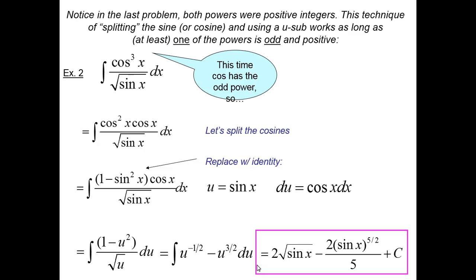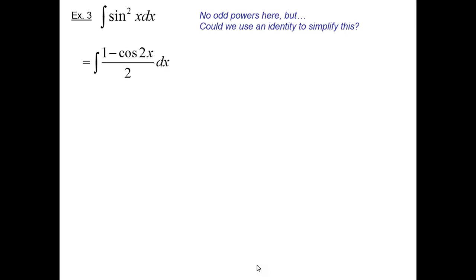Look at another example. This time we have the integral of sine squared x dx. So you'll notice, of course, there are no odd powers in this one. But think about those identities we talked about earlier in the presentation. We could replace sine squared x with 1 minus cosine 2x all over 2. And if we separate these, this is actually fairly straightforward integration.